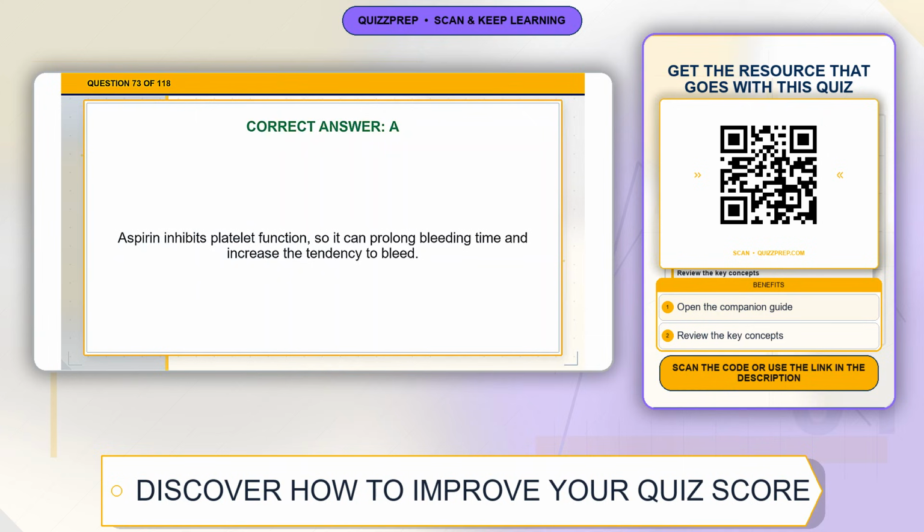Aspirin inhibits platelet function, so it can prolong bleeding time and increase the tendency to bleed.